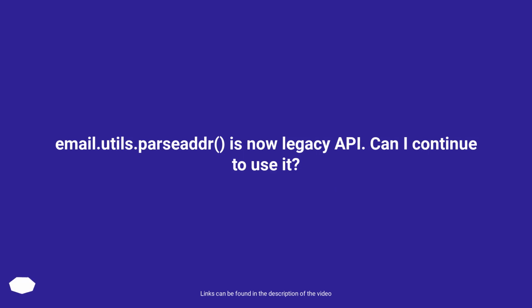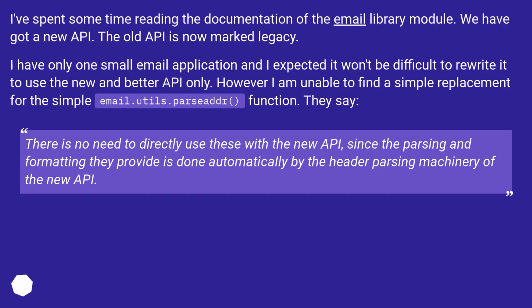email.utils.parseaddr is now legacy API. Can I continue to use it? I've spent some time reading the documentation of the email library module. We have got a new API. The old API is now marked legacy.